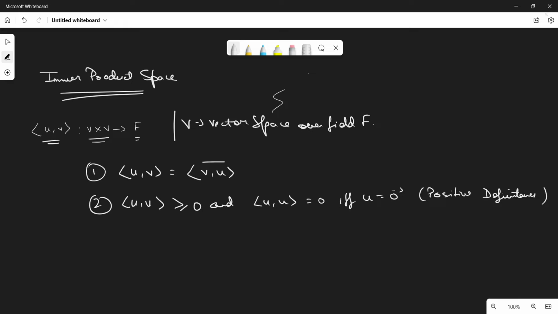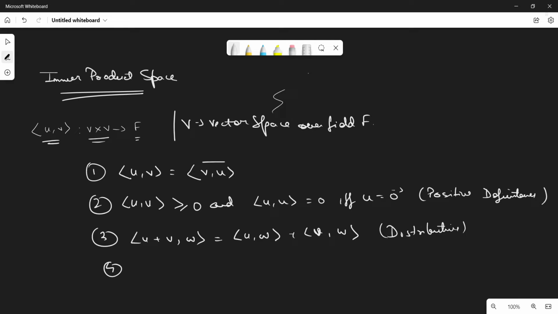Number 3, <u+v,w> is equal to <u,w> plus <v,w>. Okay, this is called the distributive condition. And the fourth property is that <au,v>, where a is some element taken from the field, treated as a constant, is equal to a times the inner product <u,v>. This is called the linearity condition.